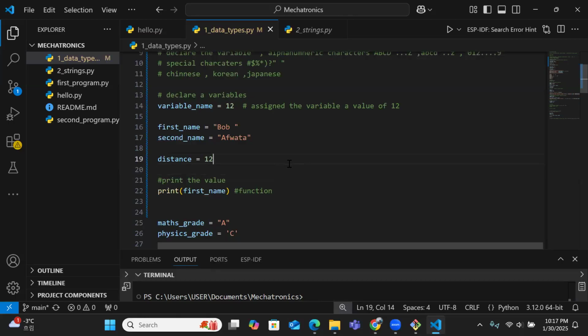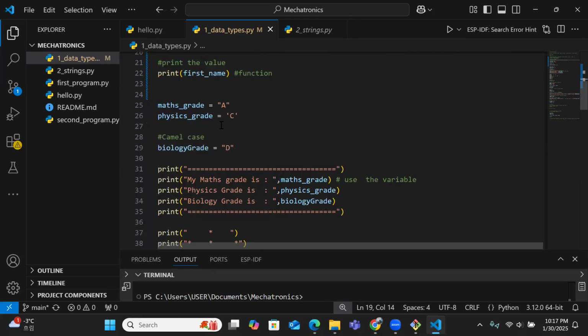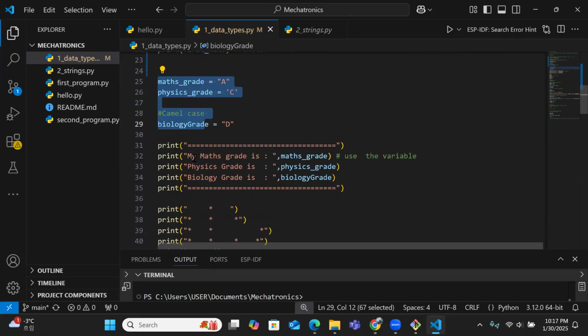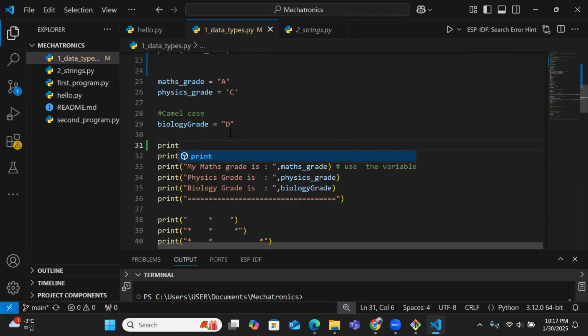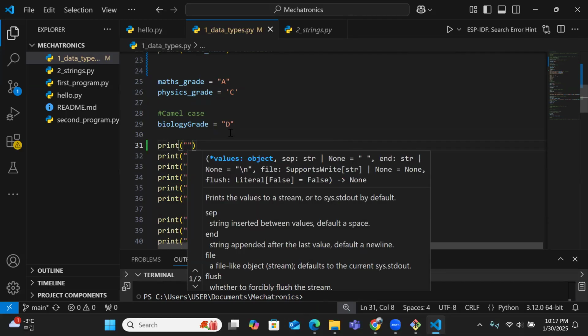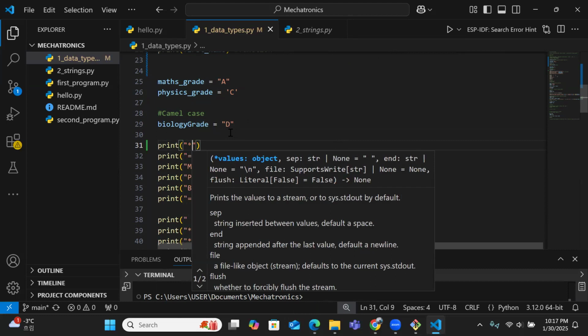Okay? Yeah. So that is it. So these were the characters, and we learned how to print even something like these lines. You can print even stars. Print. Then you can print stars.